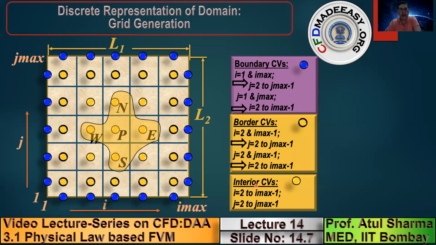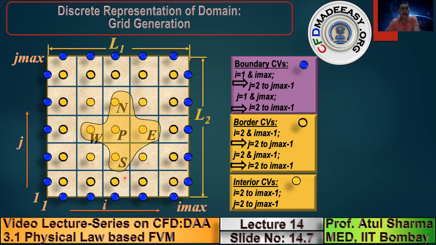Now what is border? Any yellow circle for which one of the immediate neighbors, east, west, north, or south, is a blue circle, I am calling a border, because one of its neighbors is a boundary grid point. So this is sitting at the border. I classify it this way because later on, when we implement this in computer programming, this classification helps in better understanding of the formulations.